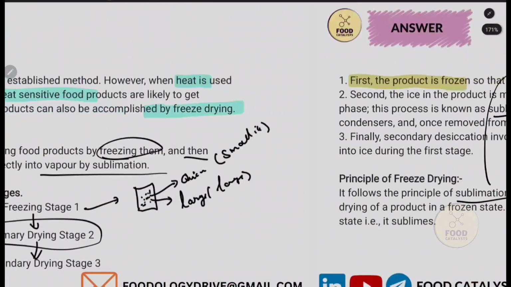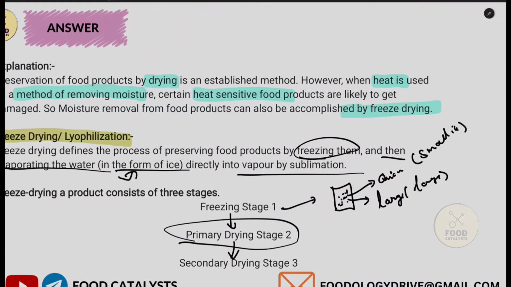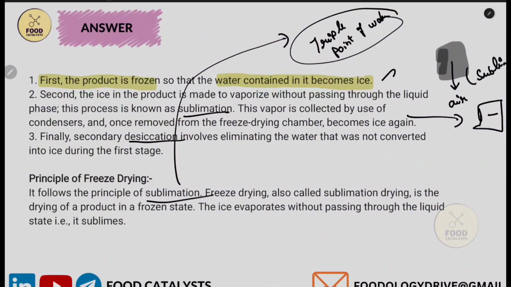The third step is nothing but secondary drying, or we can say desiccation drying. It will eliminate the water which was not converted into ice. Okay, so this water will directly be vaporized. So now the product has been completely dried. All the water present in it, whether in ice form or normal water form, is evaporated. So that is the principle of freeze drying.